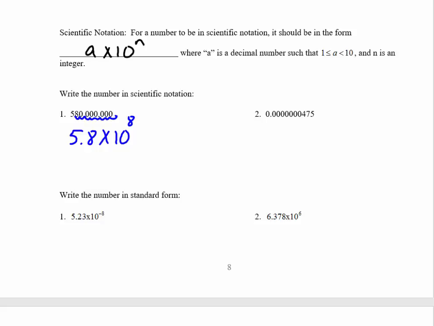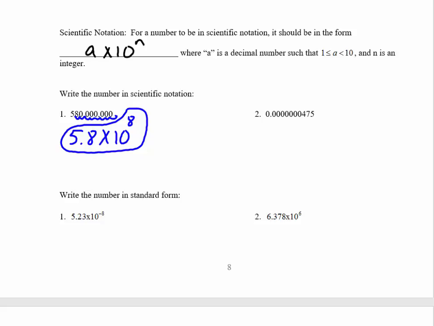A lot of students try to memorize if you move to the left it's positive, right's negative, but you got to kind of be careful with that. So I tell students if the number is bigger than 1, so looking at question 1, that number definitely is bigger than 1, our exponent will stay positive. Looking at number 2, is that number bigger than 1? No, it's in between 0 and 1. So if your number is in between 0 and 1, it's going to be a negative exponent.